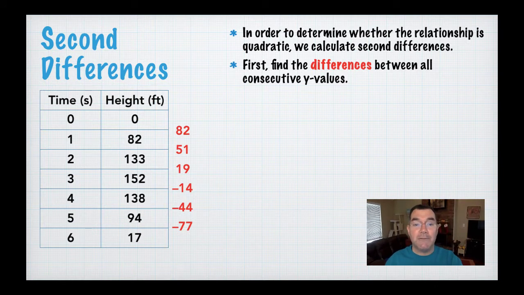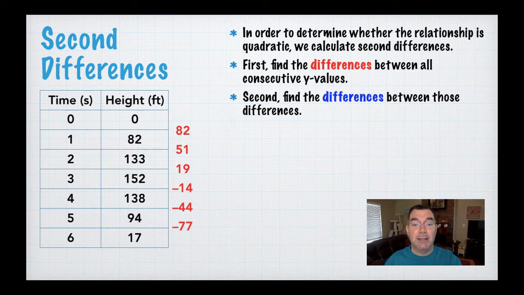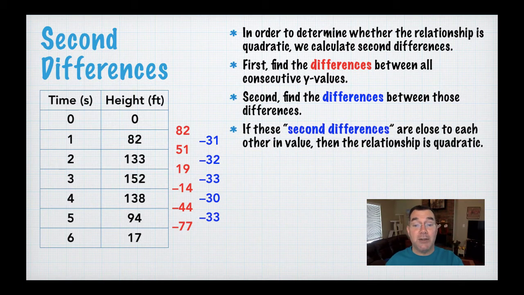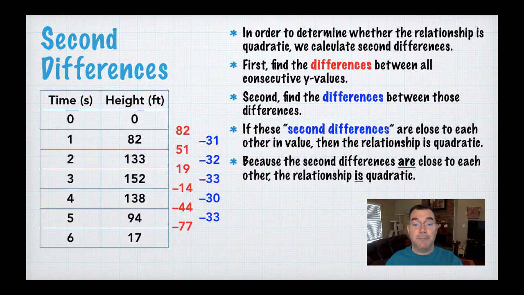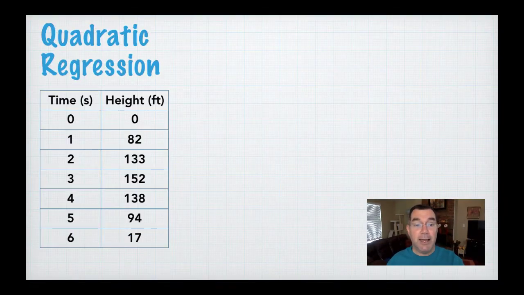So now let's look at the difference between these red numbers that I've written down. And hopefully those will be closer together. To get from 82 to 51, that's a change of negative 31. To get from 51 to 19, that's a change of negative 32. And the rest of the differences can be calculated in the same way. And as you can see, these are closer together. So it looks like this can be modeled with a quadratic function. All right, so let's get started doing that.